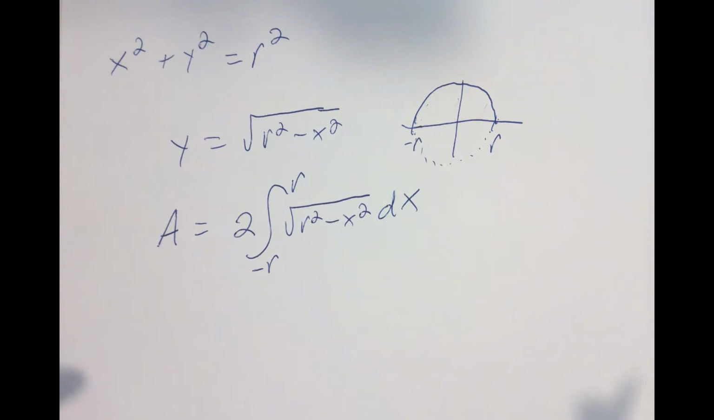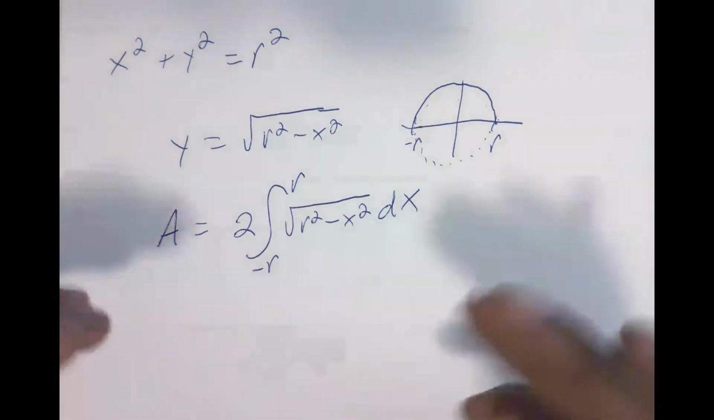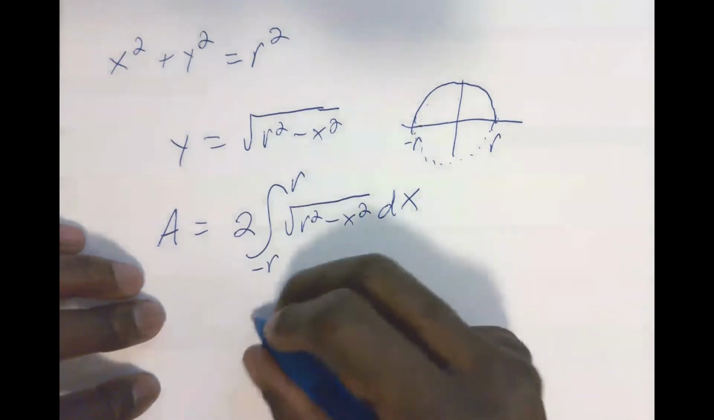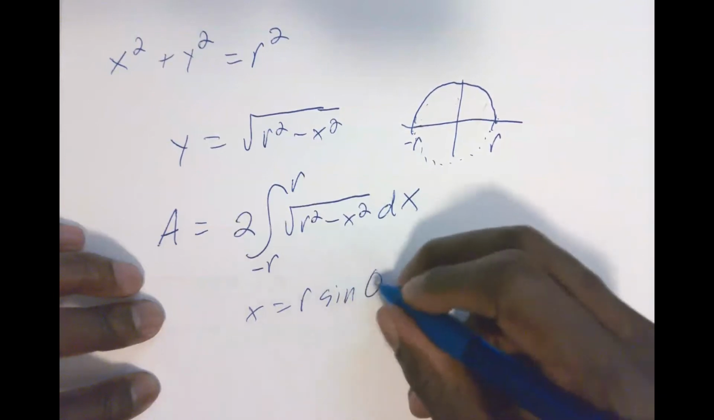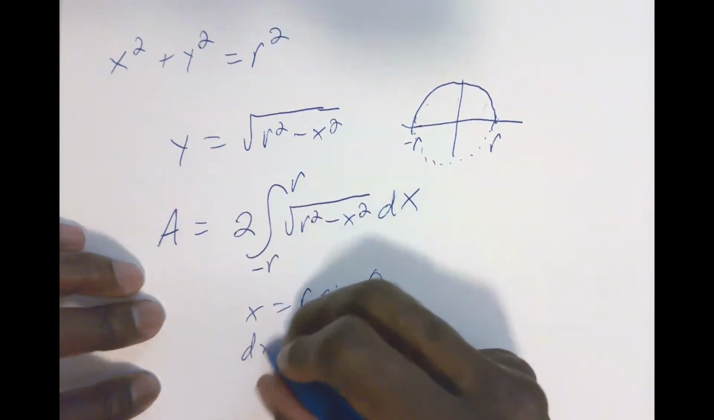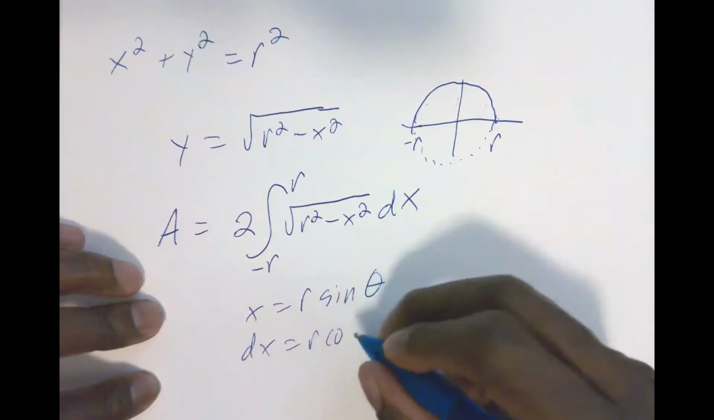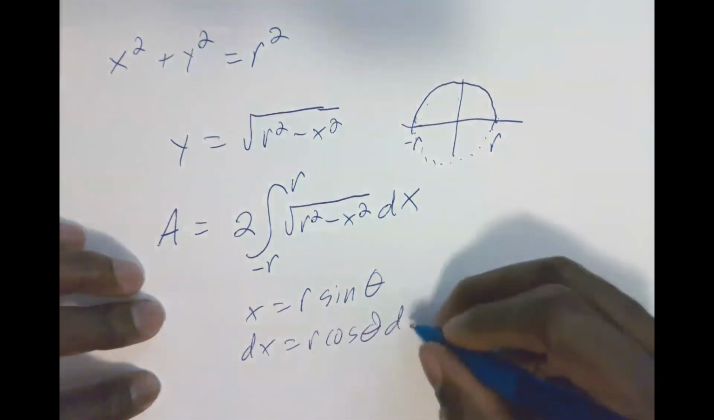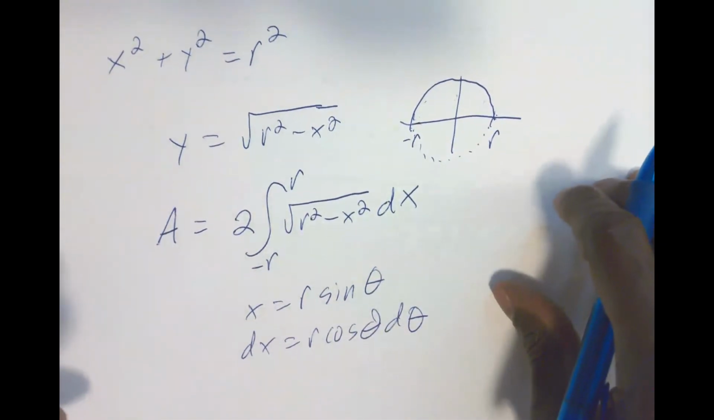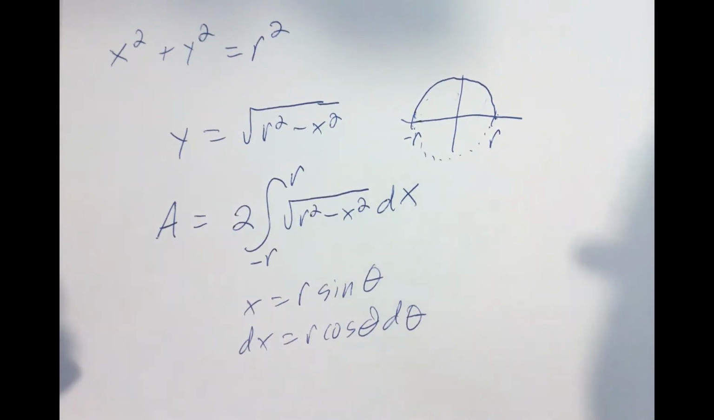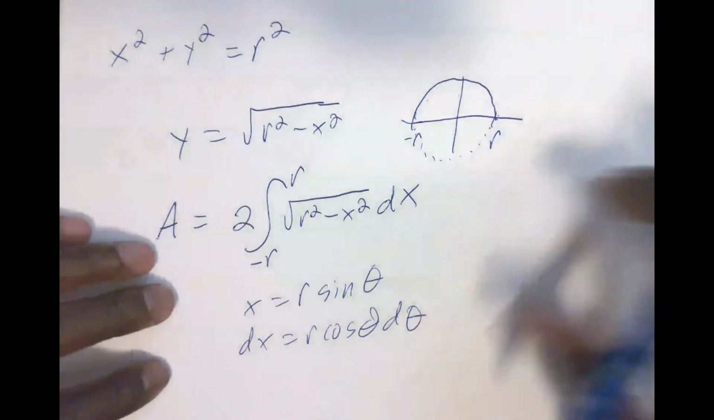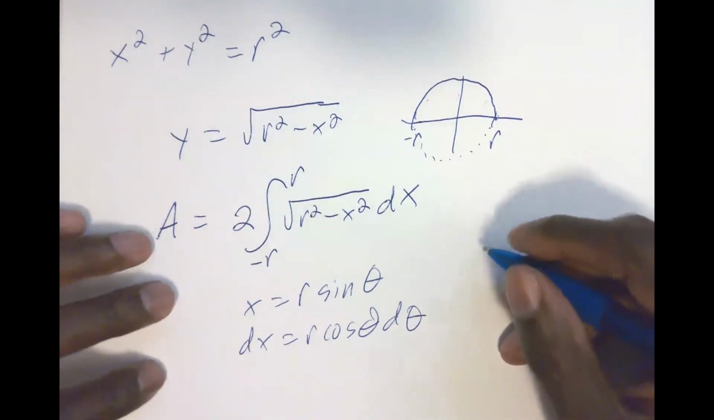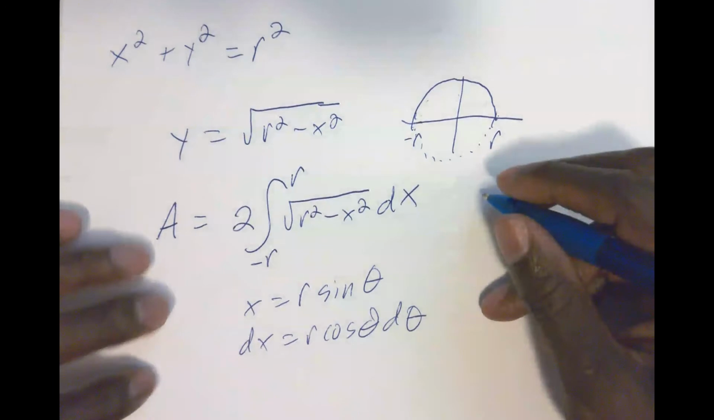This is not the most elementary integral to do. It's not the hardest either. So what I'm going to do is say let x equal r sine theta, which means dx would equal r cosine theta d theta. So what will happen is when I do the substitution. Before I go to the new sheet, let me fit this in on the side over here.